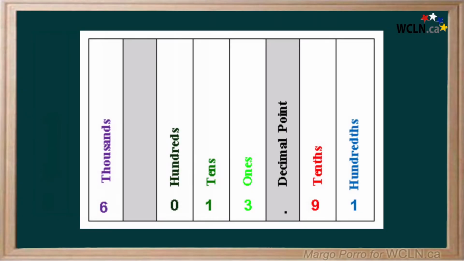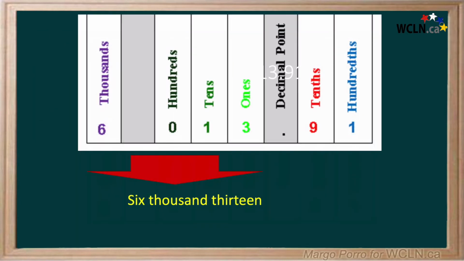If we look at a number like the one in the chart, you're already familiar with the whole numbers and how to say them. We say 6,013. Let's look at the decimal numbers. For the decimal part of a number like this, you will often hear people say 0.91. But in math, we read numbers mathematically. We don't say 0.91. So how do we say this number?